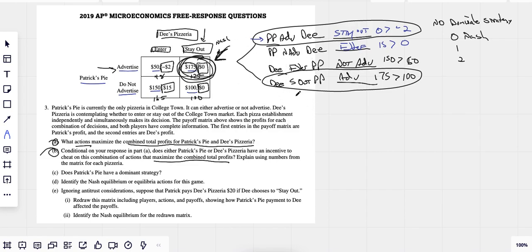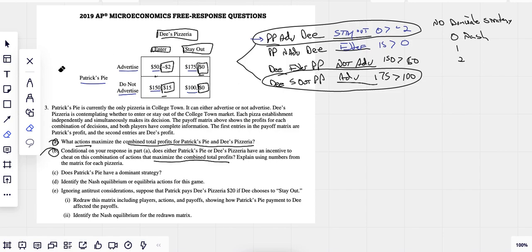Because they have no reason to move anywhere else. When one makes that choice, the other one will make that choice. And when D stays out, Patrick's will always advertise. That is our Nash equilibrium. Since there is no dominant strategy, it just depends on who goes first and which one chooses what, as it depends on where they end up. All right, I hope that's clear. And let's get rid of these, and I want to get rid of that.